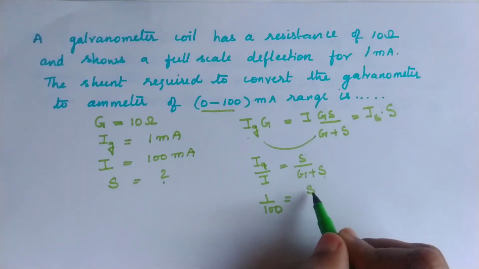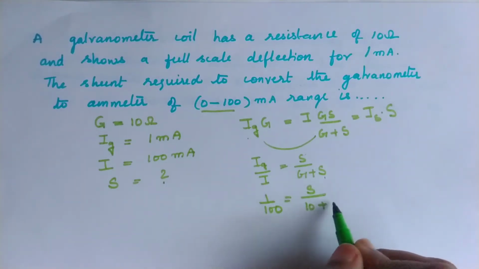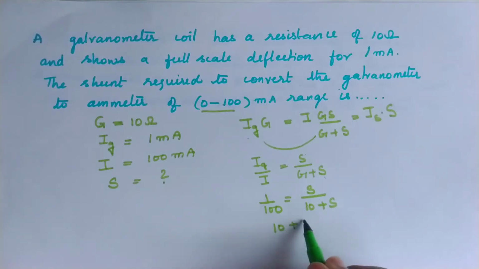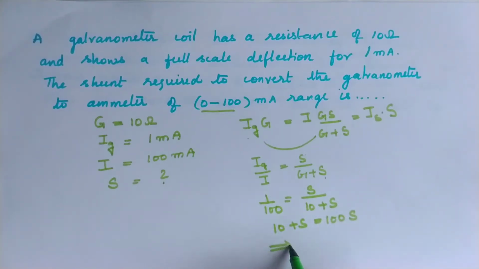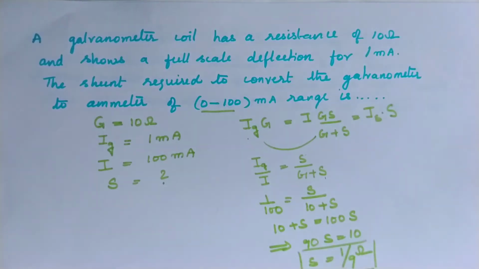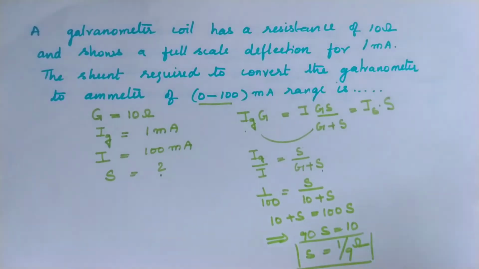We need to evaluate the shunt resistance. 10 plus S is equal to 100 times S, which implies 90 S is equal to 10, or the shunt resistance should be 1 by 9 ohms. Okay, so it is a basic level question evaluating the shunt resistance for a given galvanometer.